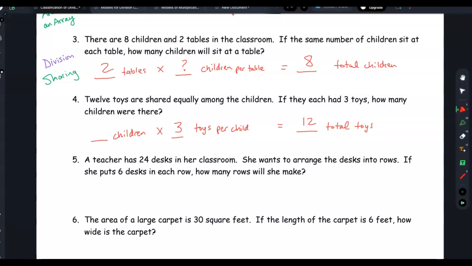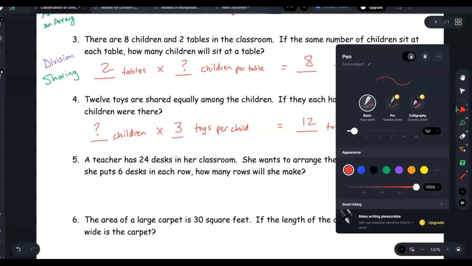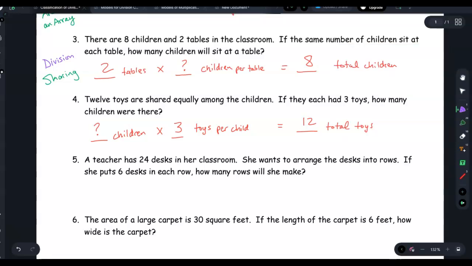And then we want to know how many children were there. So our missing value is that first one. So how would I solve this equation? If I'm trying to find what I would multiply by 3 to get 12, I would just divide 12 by 3. So this is division.